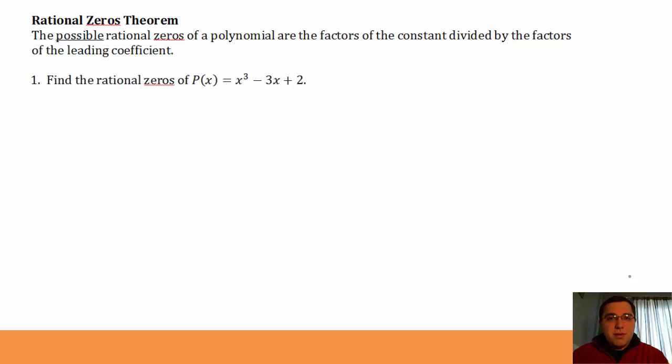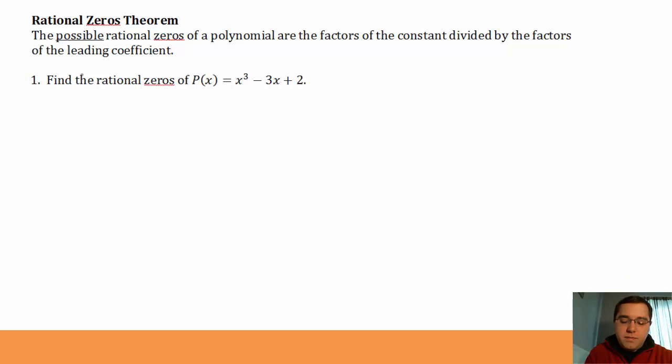This is section 3.3, and we're finding real zeros of polynomials. First way we're going to do that is using the rational zeros theorem. It says the possible rational zeros of a polynomial are the factors of the constant divided by the factors of the leading coefficient. So in this example I have here, p of x equals x cubed minus 3x plus 2.